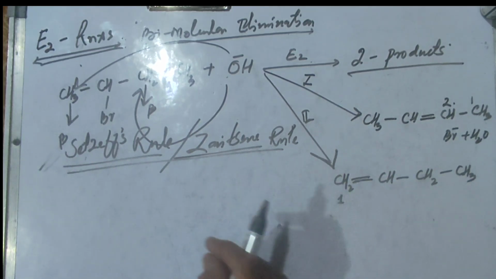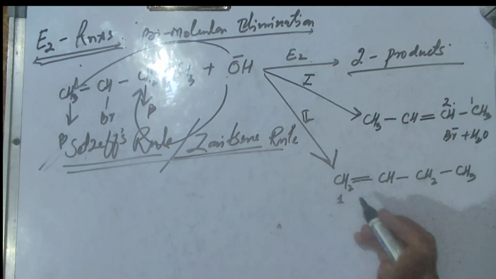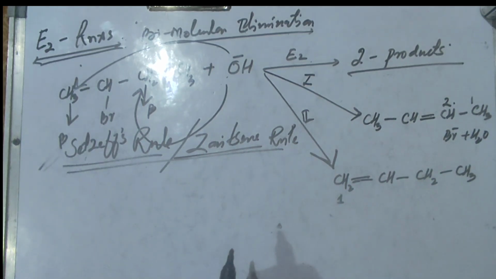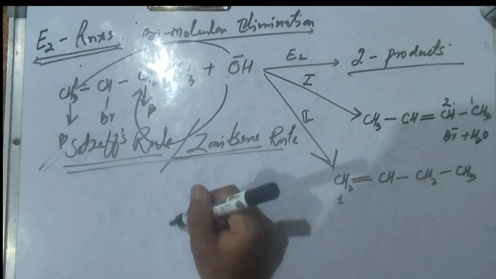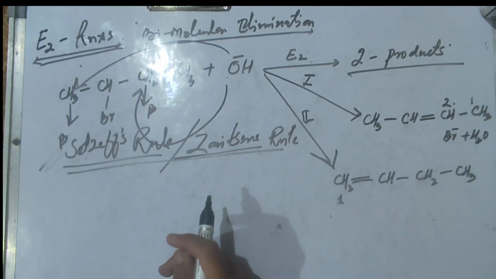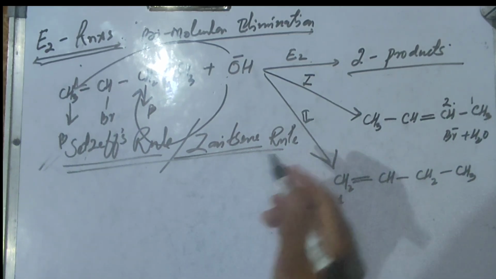So according to Saytzeff's or Zaitsev's rule, the major product in these types of reactions is formed when the beta hydrogen is removed usually from the carbon which contains the least number of hydrogen atoms, or in other words, the alkene which is more substituted, or in other words, the alkene formed depends on the number of alkyl substituents.